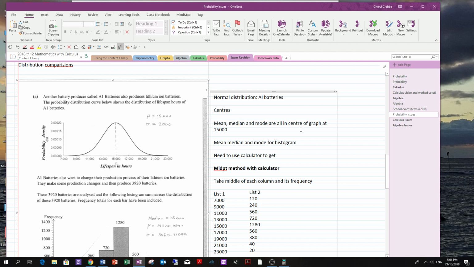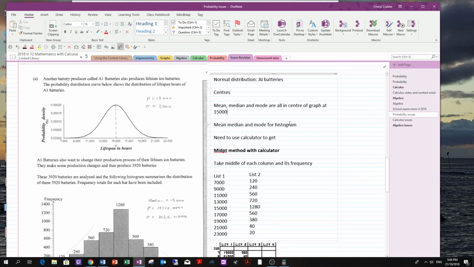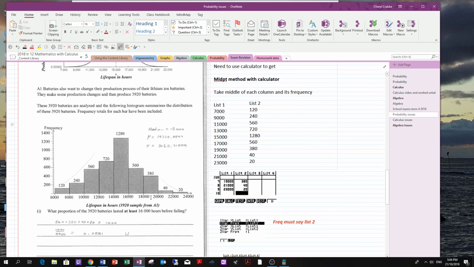Now, with normal distribution, we know some things. We know the mean, the median, and the mode are all going to be in the center of the graph at 15,000. But that's not going to be the case for the histogram. The reason that's the case for normal distribution is because it's completely symmetrical around the middle. But that's not going to be the case here. This data is not symmetrical. Yeah, it's kind of bell-shaped, but it's not symmetrical.